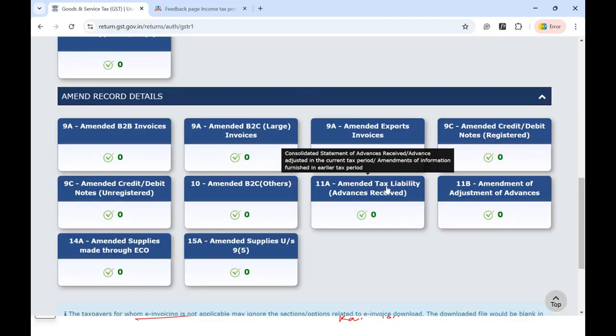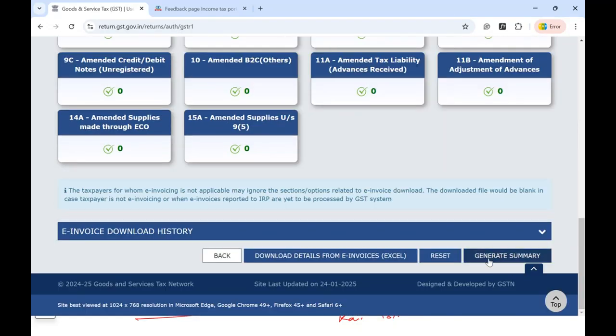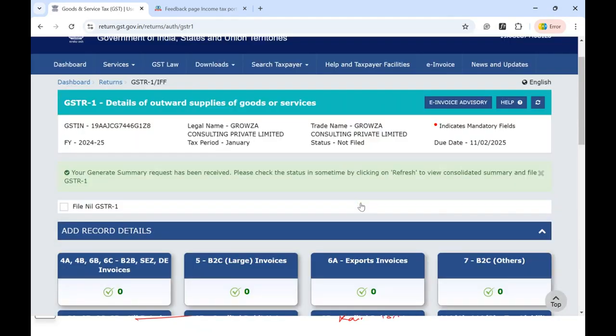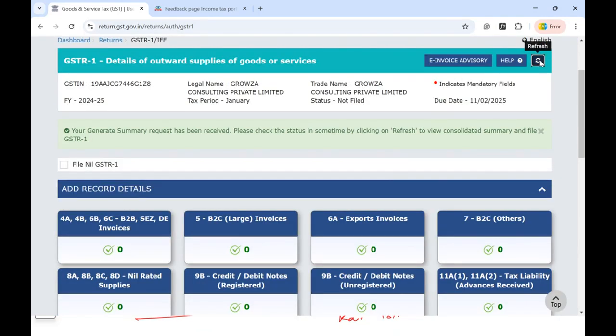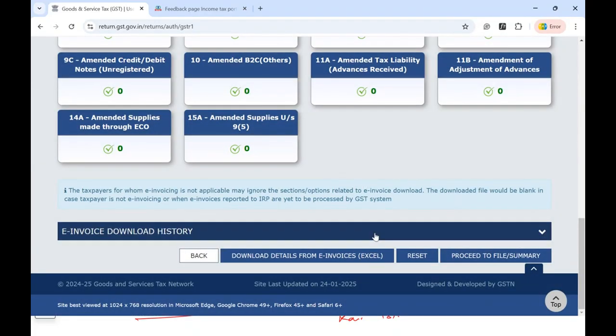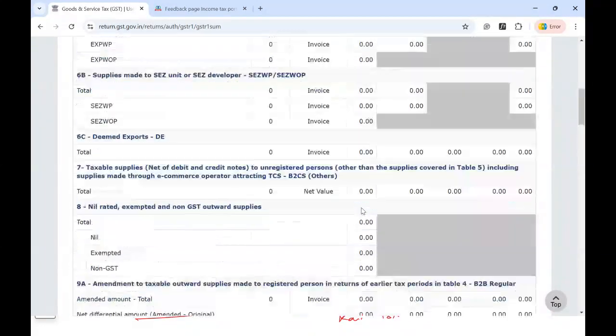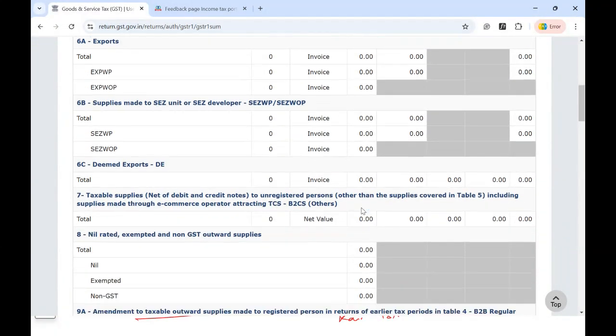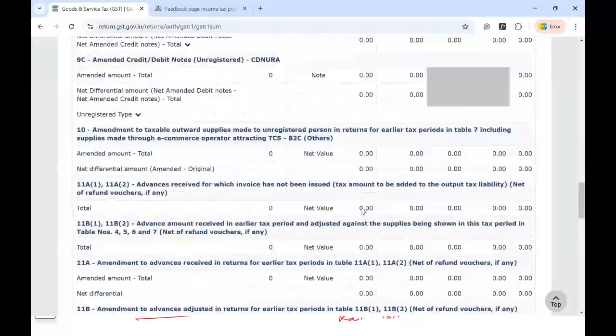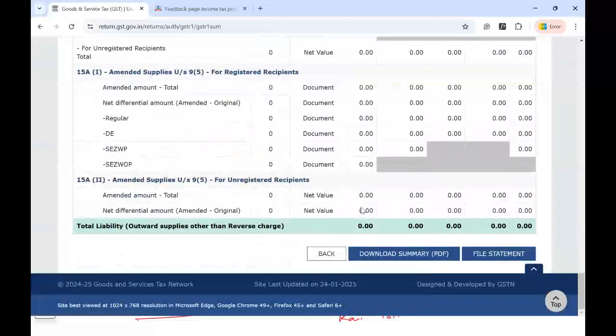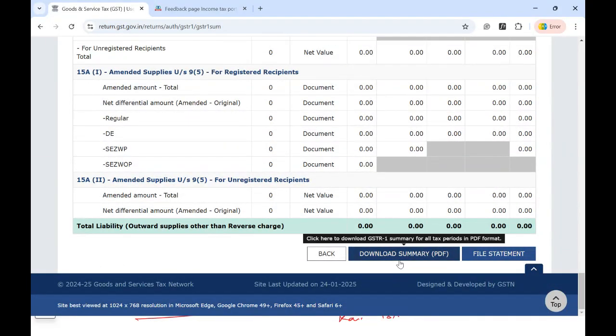After doing this, we will generate a summary. Use this button, generate summary. Then use this refresh. Then we will click proceed to file our summary. Here the summary would be generated, showing what the consolidated numbers are. If you want to check, you can download it in PDF version. You can check with your accounts, etc.